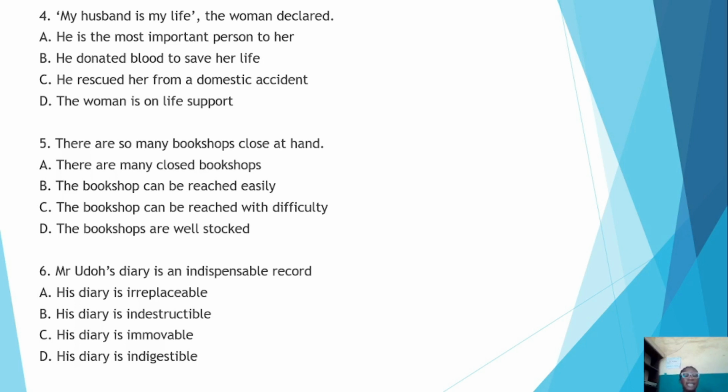Question 6. Mr. Udo's diary is an indispensable record. Let's keep our focus on the word indispensable. We are supposed to interpret that word in this sentence. Option A, his diary is irreplaceable. Option B, his diary is indestructible. Option C, his diary is immovable. Option D, his diary is indigestible. The correct option is option A, his diary is irreplaceable. To be indispensable is to be irreplaceable.